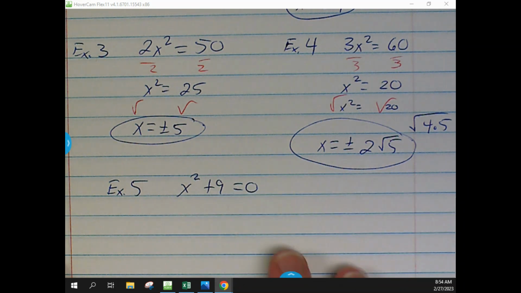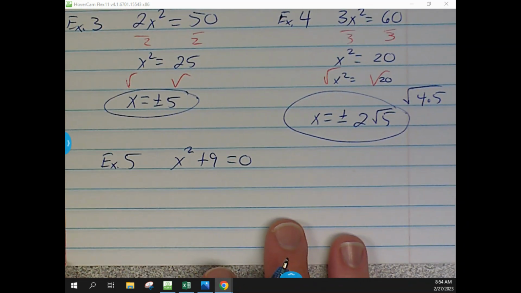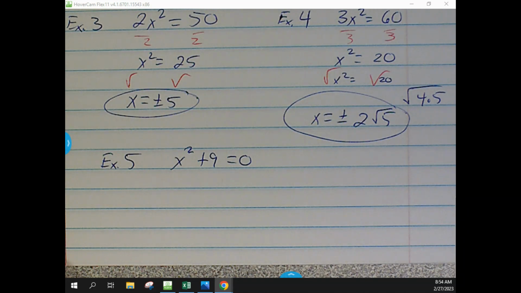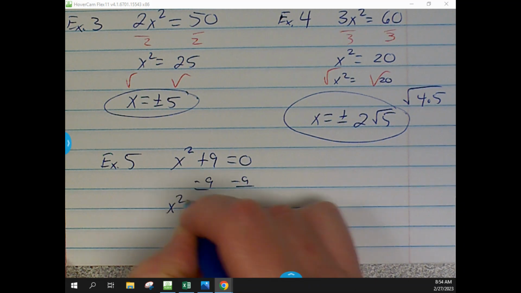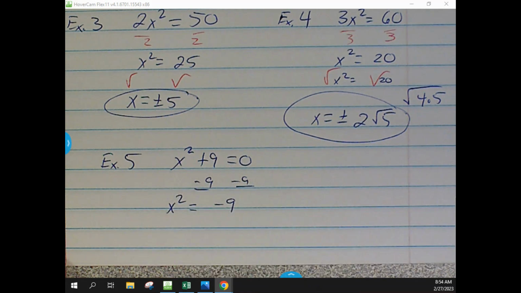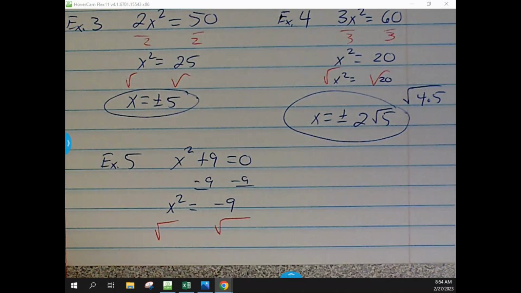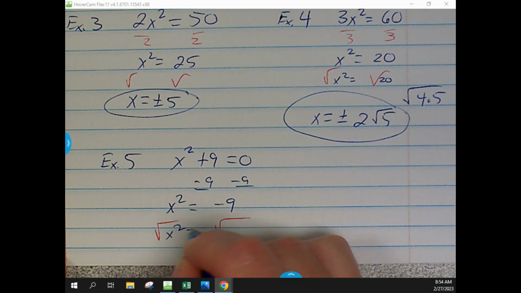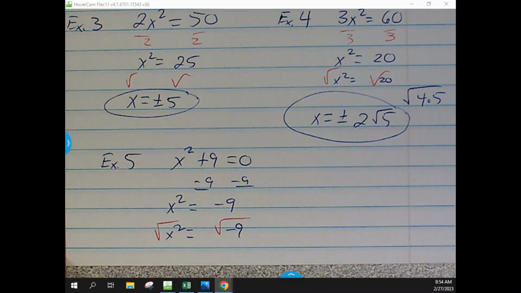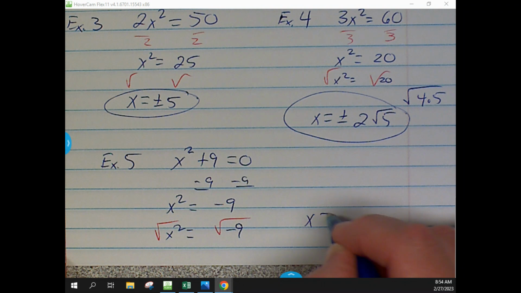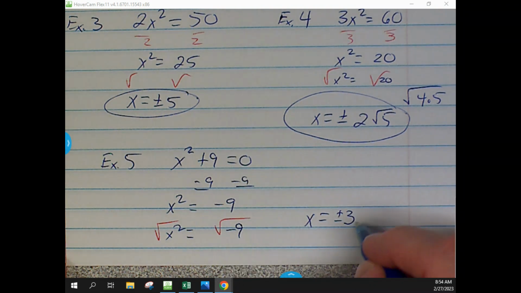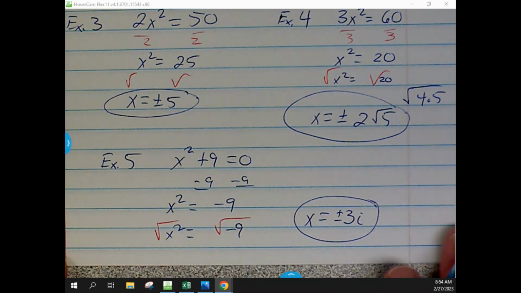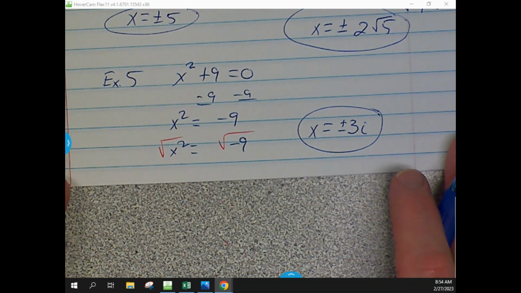If you've got x squared plus 9 equals 0. Again, get it so you've got the x squared by itself. So you've got x squared would equal -9. And then square root both sides. And again, if it was square root of 9, it would be 3. But because of the negative, just make sure you put the i in there so that you can see then it's plus or minus 3i.